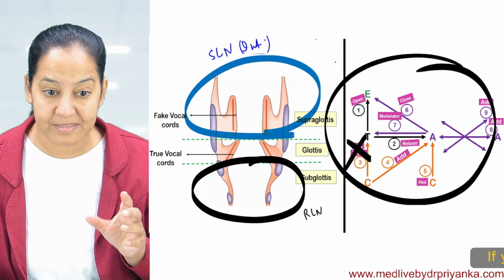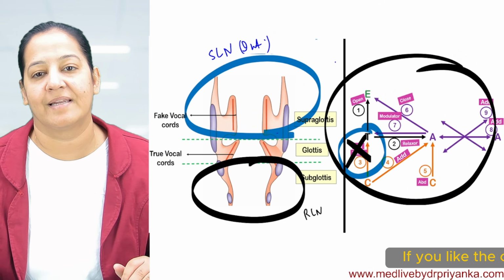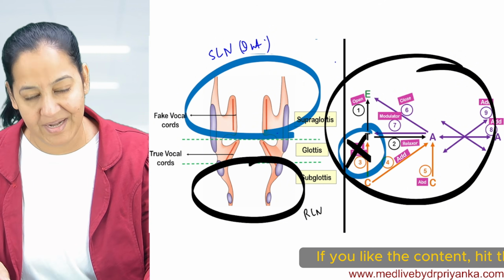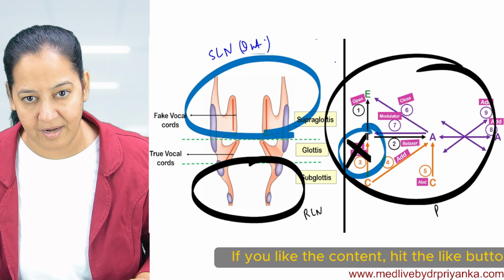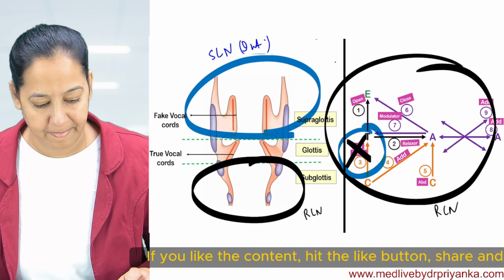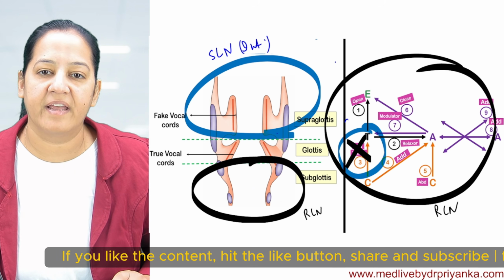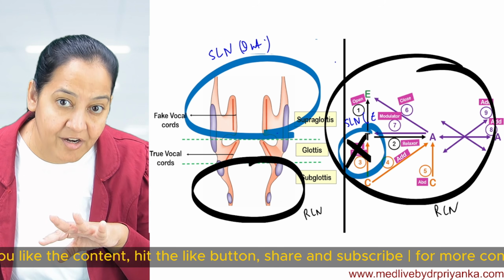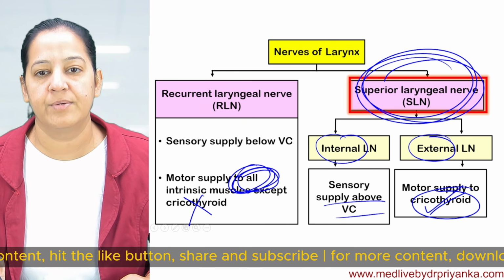And this cricothyroid, which is not supplied by RLN, is supplied by SLN. So it's very easy. Here I am writing RLN, which is supplying 8 muscles except cricothyroid. And here I am writing SLN, the external branch of SLN, which is supplying only cricothyroid. So it's in front of you.